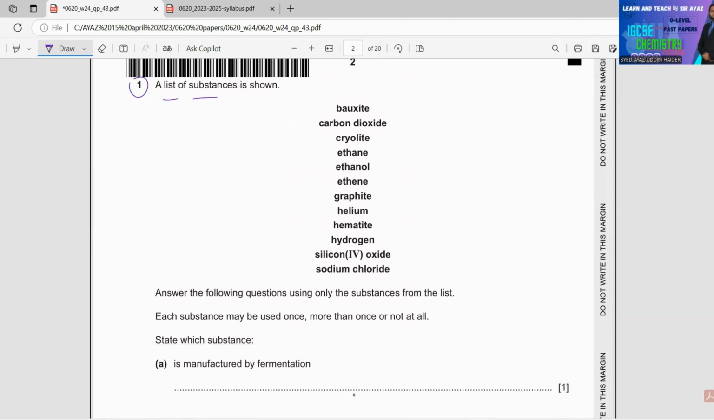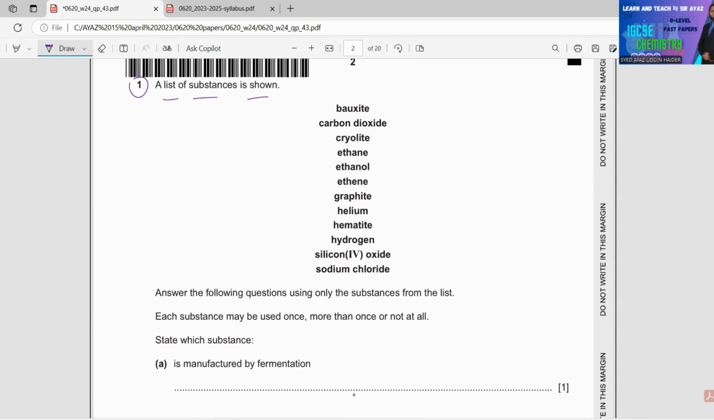A list of substances is shown. We have bauxite, carbon dioxide, cryolite, ethane, ethanol, ethene, graphite, helium, hematite, hydrogen, silicon peroxide, sodium chloride. Answer the following questions using only these substances from the list. Each substance may be used once, more than once, or not at all.